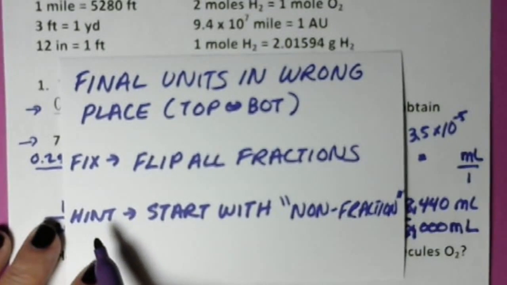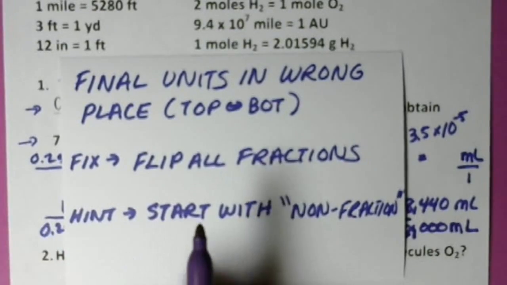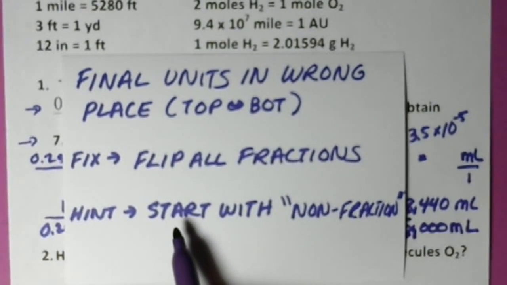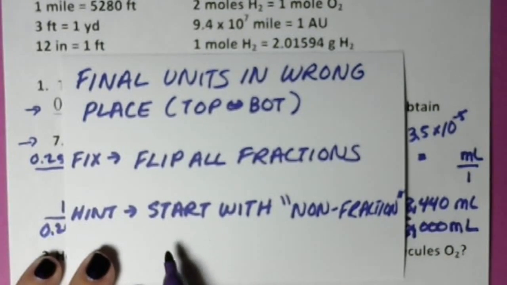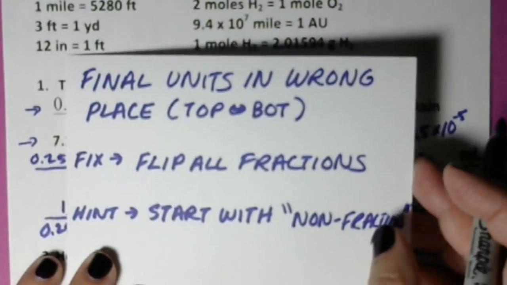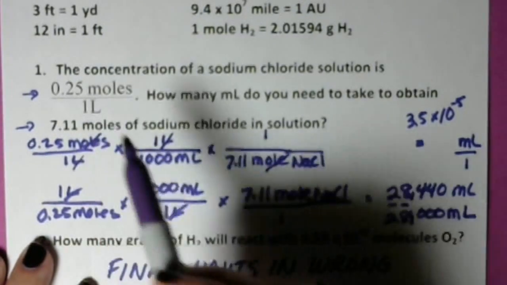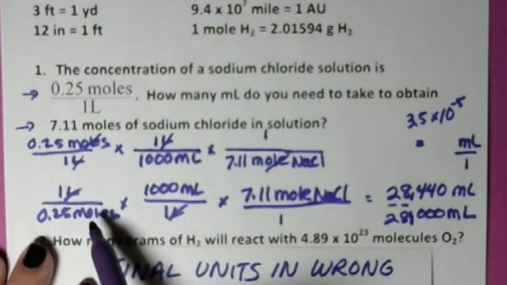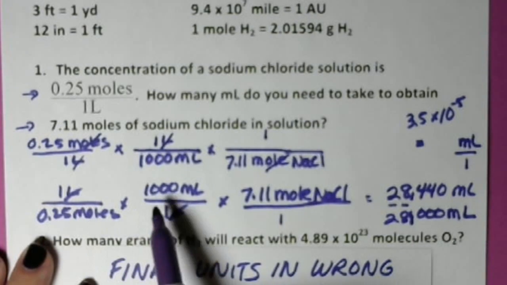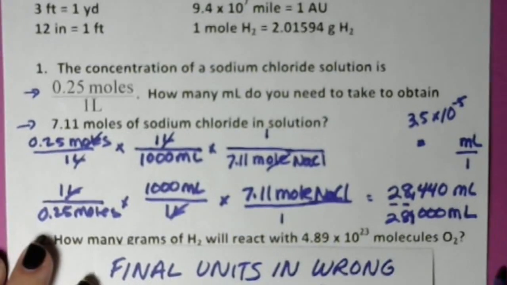Also, I'm going to give you a hint to avoid this in the first place. How could I have avoided doing this? Well, one trick, which doesn't always work, but often does, is I had 2 starting points. If I had chosen to start with the non-fraction, I probably wouldn't have ended up with that problem. So instead of starting with this, I would have started with this, 7.11 moles, and put that over 1. I would have used this next to cancel out moles. I would have used this next to cancel out liters, and everything would have been correct the first time.